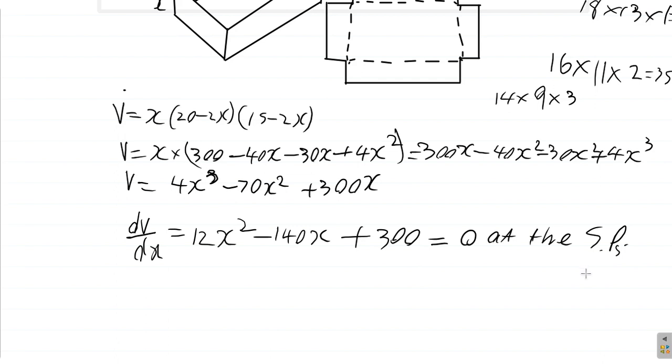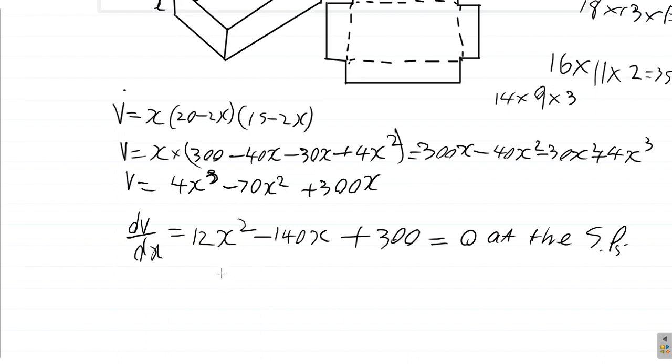So here now, that is what we have. So we must solve this. So we have 12x squared minus 140x plus 30. You can pause the video and solve it and tell me what you get.